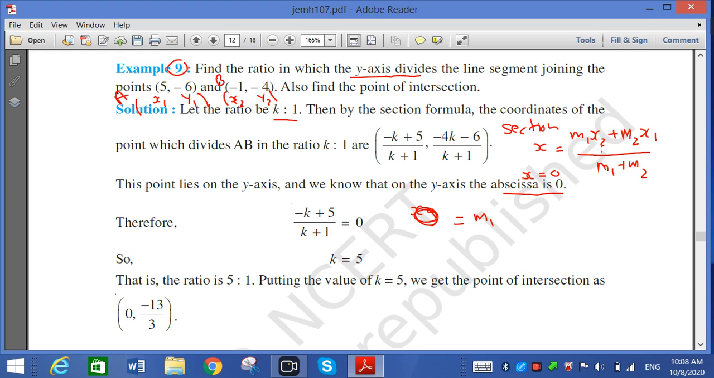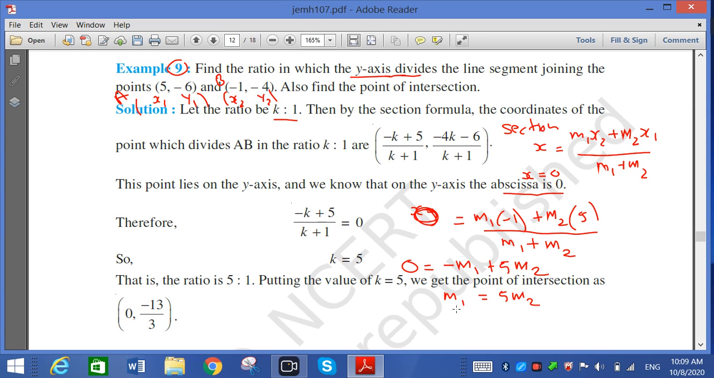So 0 is equal to m1 x2, and you will see x2 is equal to -1, plus m2 that we have to find out, x1. You will see that x1 is 5, upon m1 plus m2. Now the division becomes multiplication, so here it is 0 and everything becomes 0. So 0 is equal to -m1 plus 5m2. If we shift m1, then m1 is equal to 5m2.